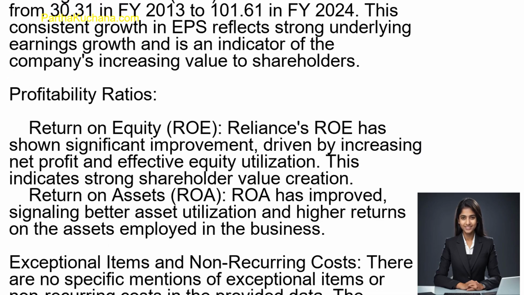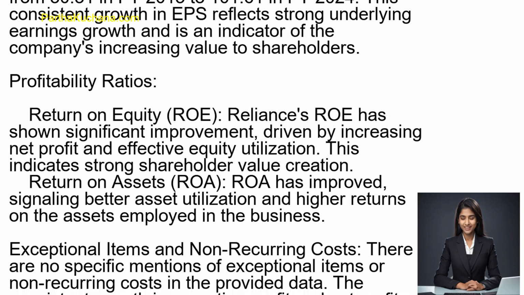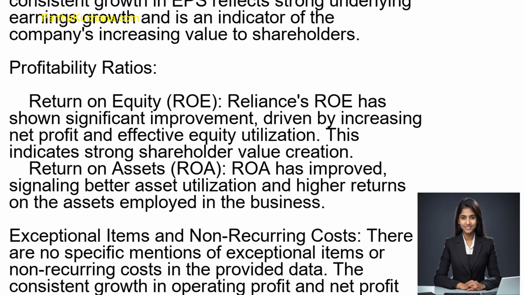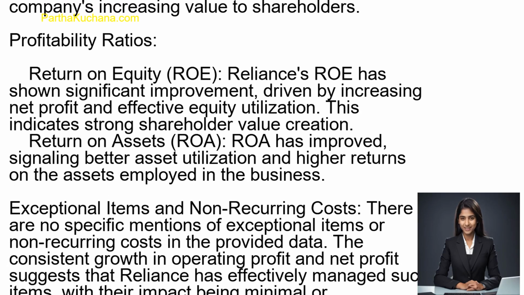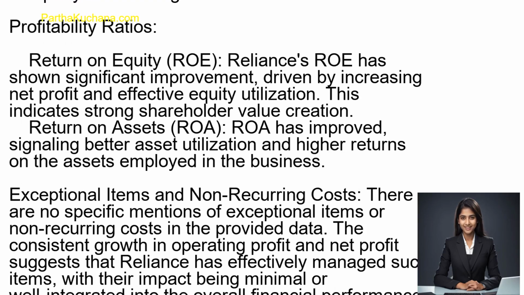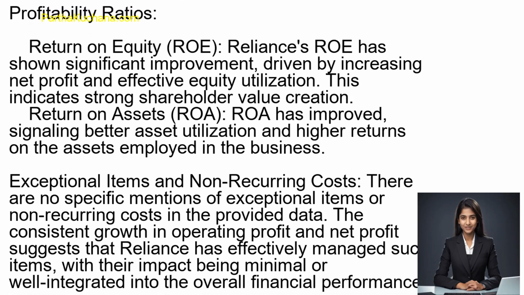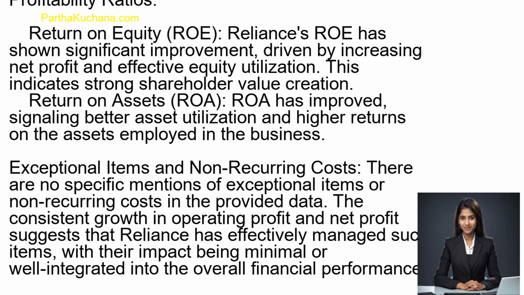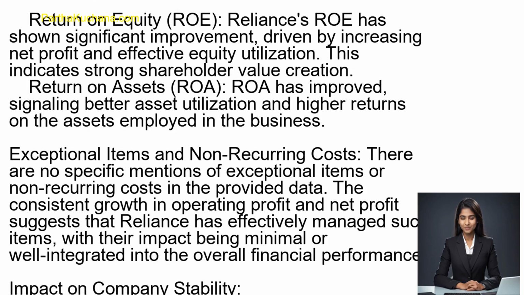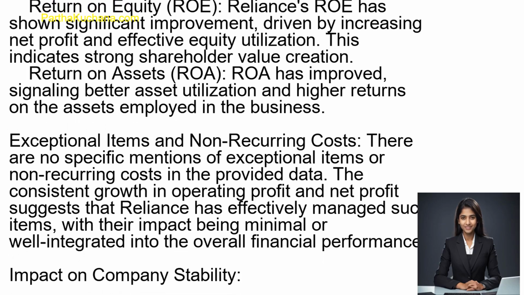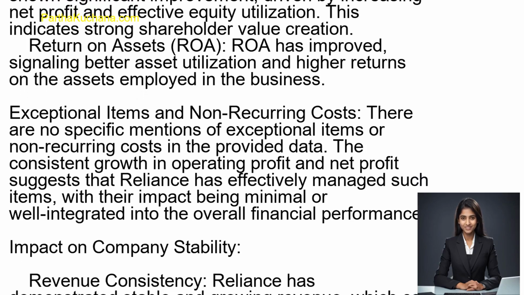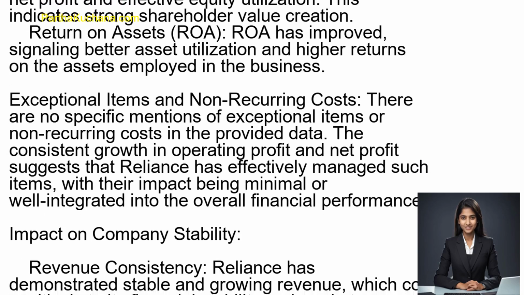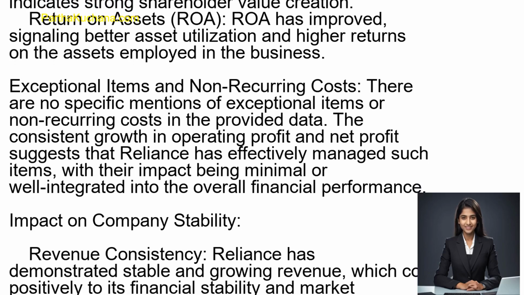Return on assets, ROA. ROA has improved, signaling better asset utilization and higher returns on the assets employed in the business. Exceptional items and non-recurring costs. There are no specific mentions of exceptional items or non-recurring costs in the provided data. The consistent growth in operating profit and net profit suggests that Reliance has effectively managed such items, with their impact being minimal or well integrated into the overall financial performance.